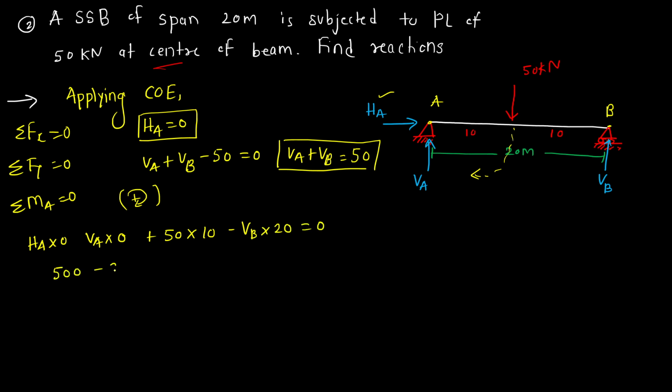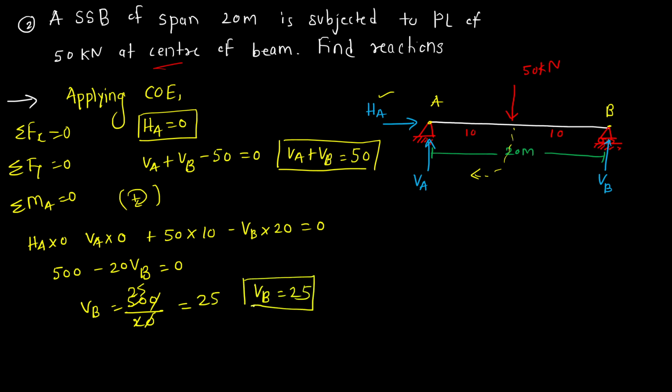So 500 minus 20 VB is 0. VB is 500 divided by 20. So this is 50 divided by 2, 25. So VB is 25. VA plus VB is 50. So VA is also 25. So this is 25, 25, and this is 0. Okay. So now we have solved both the problems.